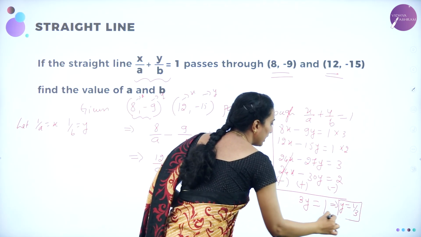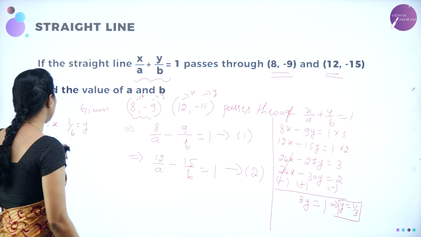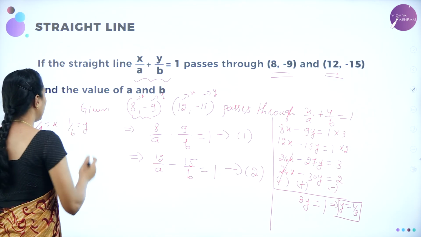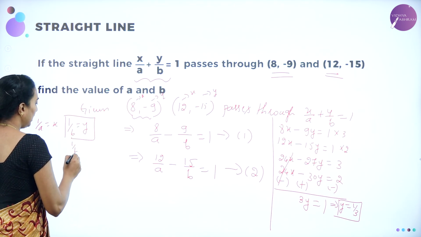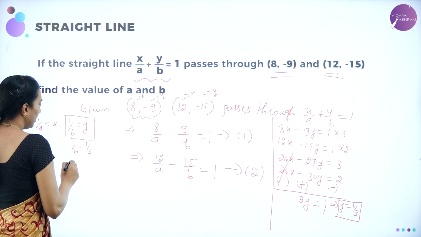Now let me keep this y as it is. y is equal to 1 by 3. I considered y to be 1 by b, so you can substitute: 1 by b is equal to 1 by 3. Therefore b is 3. That is the b value.